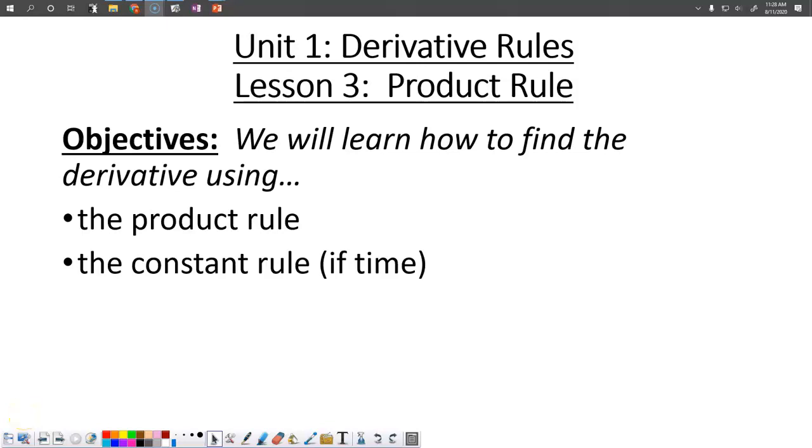Alright guys, we're going to continue learning some more derivative rules. That's what this whole unit's all about actually, with a sprinkling of a few other topics, but most of it's just derivative rules. Today we're going to learn something called the product rule and something else called the constant rule.